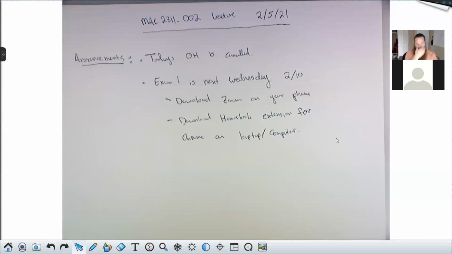So most of the points will come from the free response, but you don't want to overlook the true false and multiple choice either. They can be a little bit tricky. So take your time, read carefully, think critically. But yeah, 14 questions.